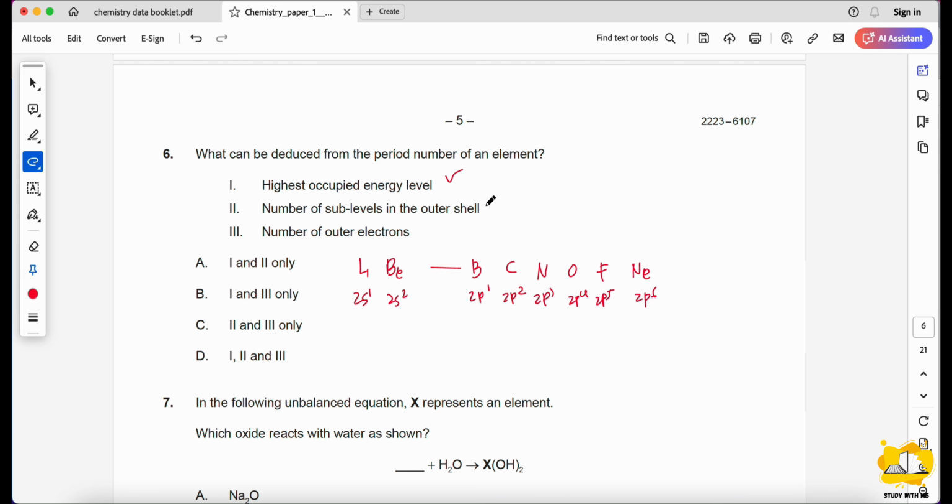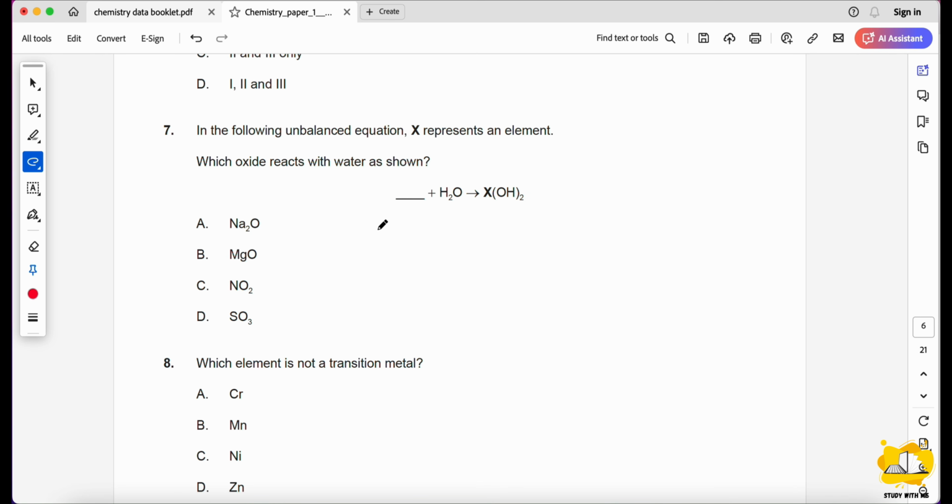Therefore, the first and second are correct, but the number of outer electrons cannot be seen because this should be down a group. When you go down a group, the number of outer electrons does not increase. For example, in group 1, all elements in group 1 will have one valence electron. So it shows that there is one electron on the outermost shell. Therefore, the number of outer electrons cannot be deduced from the period number. That's why the answer will be A.